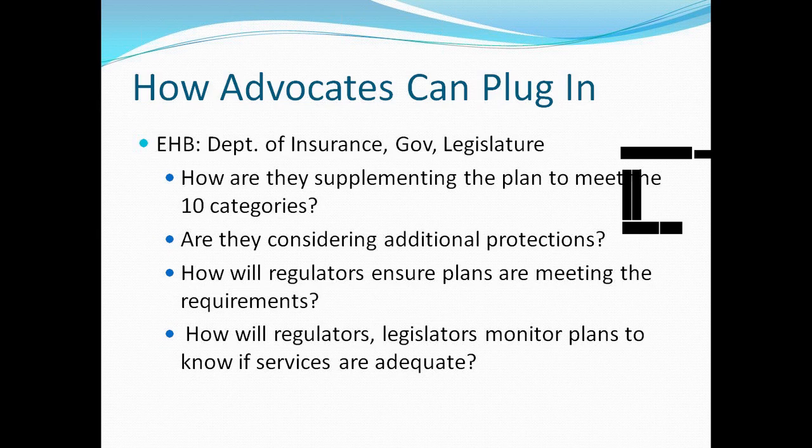How are they supplementing the plan to meet the 10 categories? Are they going to offer generous coverage to fill in things like habilitative services or children's oral and dental and vision? Are they considering additional protections, as California did, limiting insurer flexibility? How are regulators going to ensure that the plans are actually meeting the requirements? And how will regulators and legislators monitor the plans to know if the services are adequate?